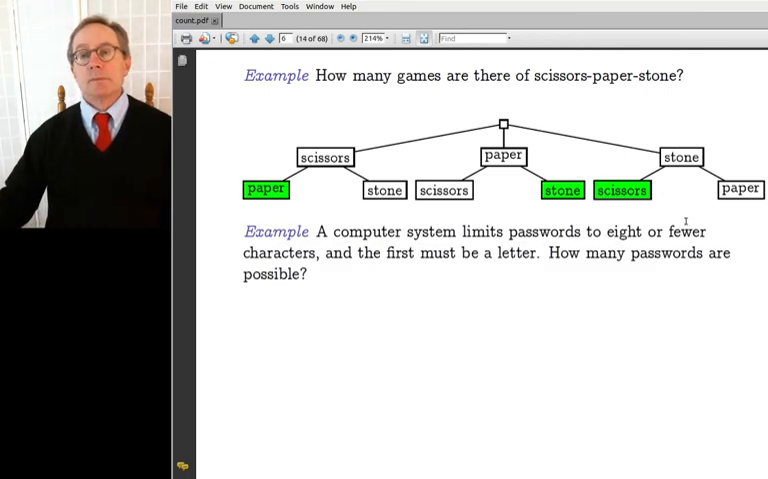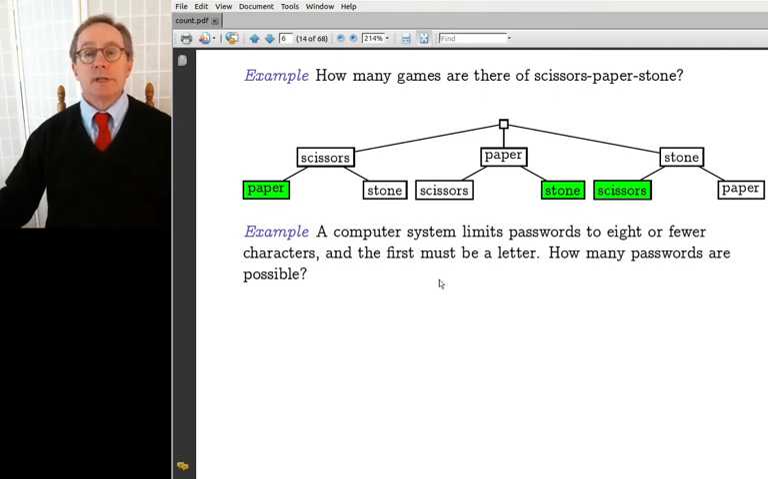A computer system limits passwords to 8 or fewer characters, and the first character has to be a letter. How many passwords are possible? So you ask yourself, the first character has to be a letter, and then the remaining characters have to be either letters or numbers. Okay, I'm going to count those as characters. How many passwords are possible?